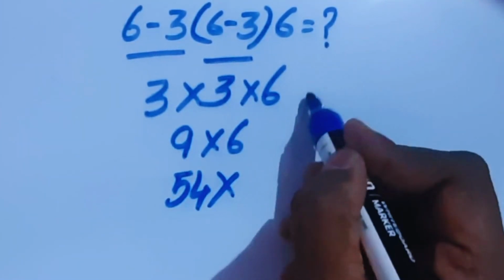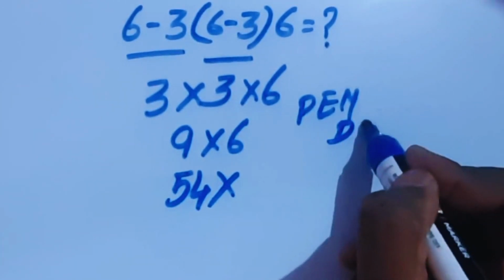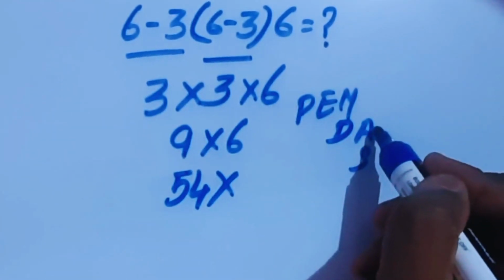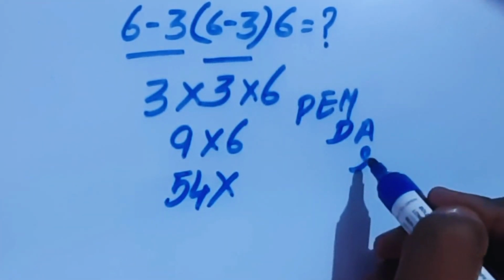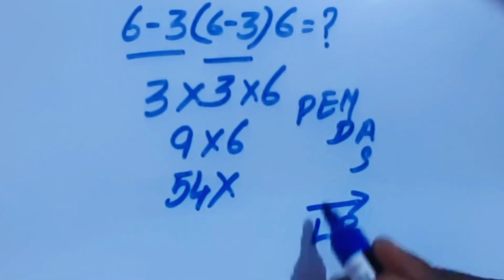As per the order of operations, PEMDAS, here multiplication and division are equal priority. Also, addition and subtraction are equal priority. We have to follow this left to right order in the problem.